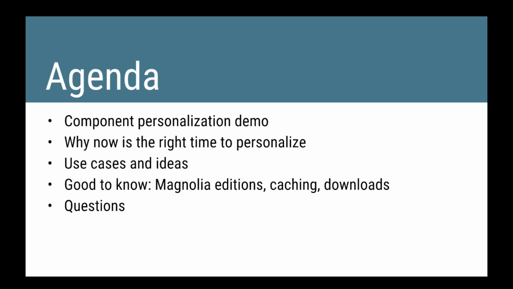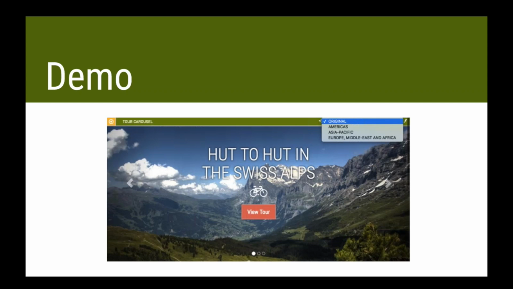Towards the end, we're going to look at some good to know issues, such as in which Magnolia edition personalization is available, in which capacity, how caching works, what gets cached, and where you can download a bundle that has personalization. And of course, there's room for your questions. So I'm going to go ahead and start this with a demo.